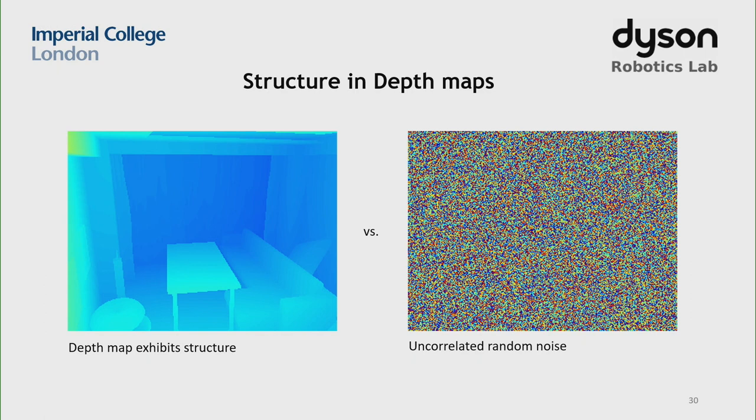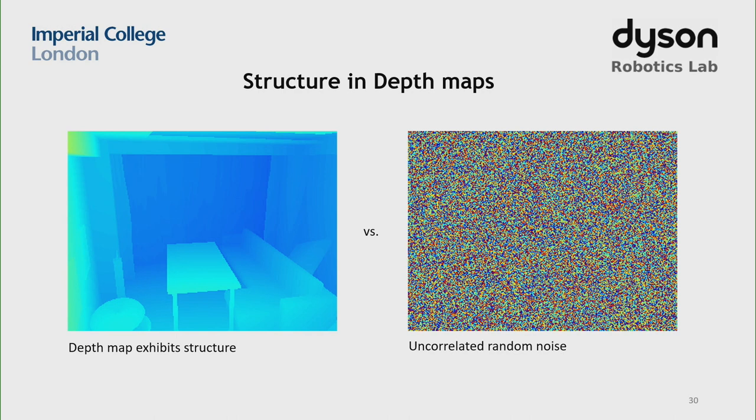So this is the first part, where we look at how we can learn a representation which is suitable for the optimization. So how can we capture priors about the structure and the geometry of a scene in a network that we can use in our optimization procedure?